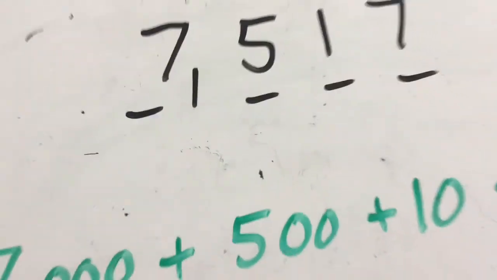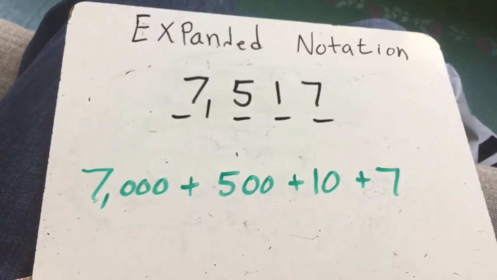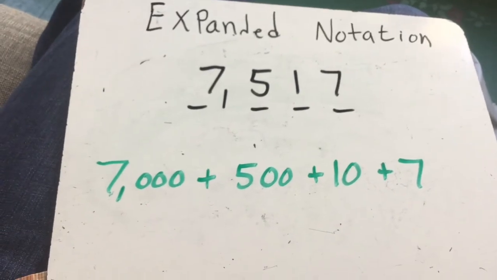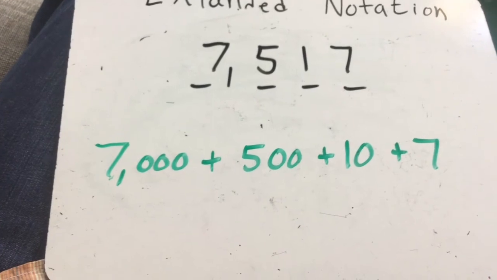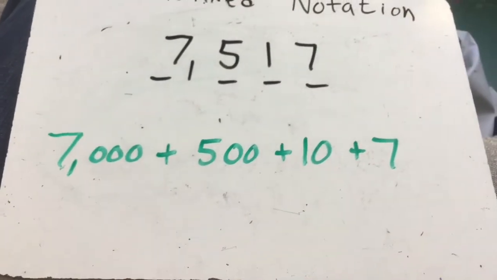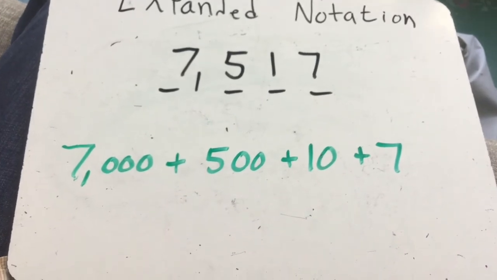When we look at the answer, how to expand it, there we go. 7 goes into 7,000, 5 in the hundreds place turns into 500, 1 in the tens place is 10, and you write 7 as 7, and that's how you do every problem.